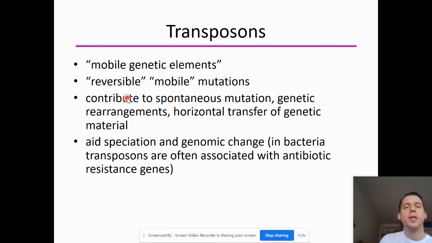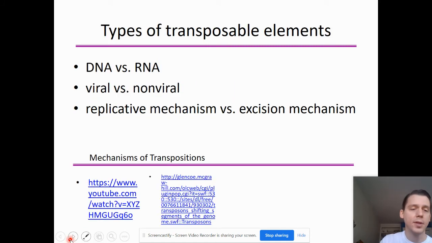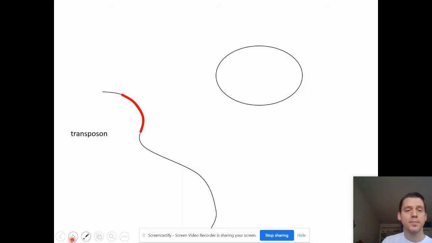All right, now transposons contribute to spontaneous mutation, they contribute to genetic rearrangements, and they contribute to genetic diversity. Transposable elements can be DNA or RNA. They can seem to come from a viral place or a non-viral place, and they, as we talked about before, they can be replicative or they can be excision-based.